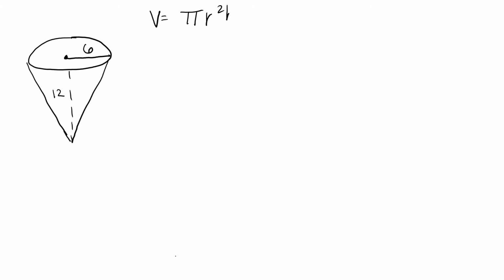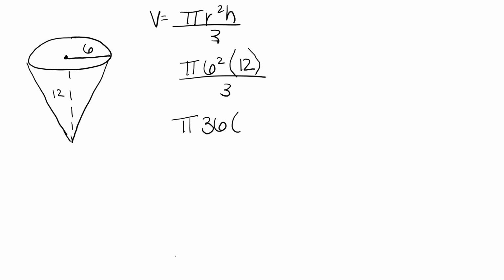For our second problem, we have a cone, and our cone has a radius of 6 and a height of 12. We're going to use our formula, pi r squared h divided by 3, plugging in the radius 6 and the height 12. We solve the exponents first. 6 to the second power is 36.